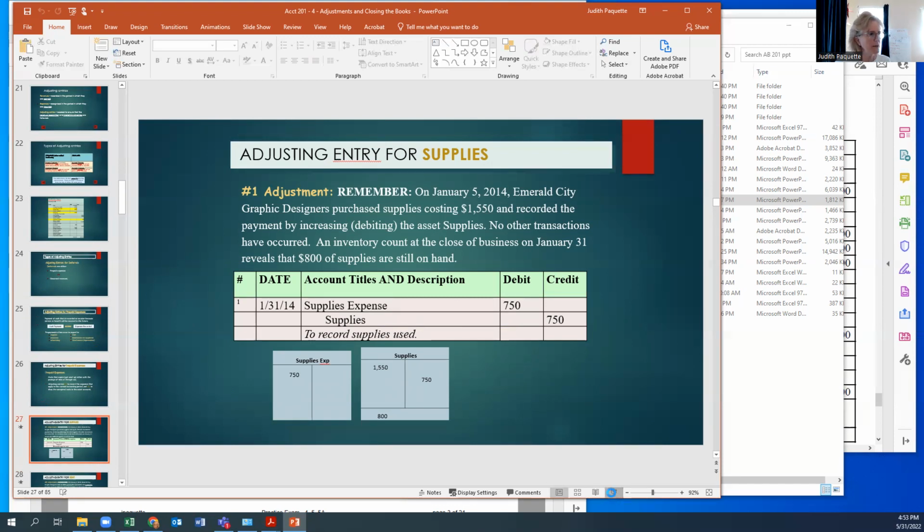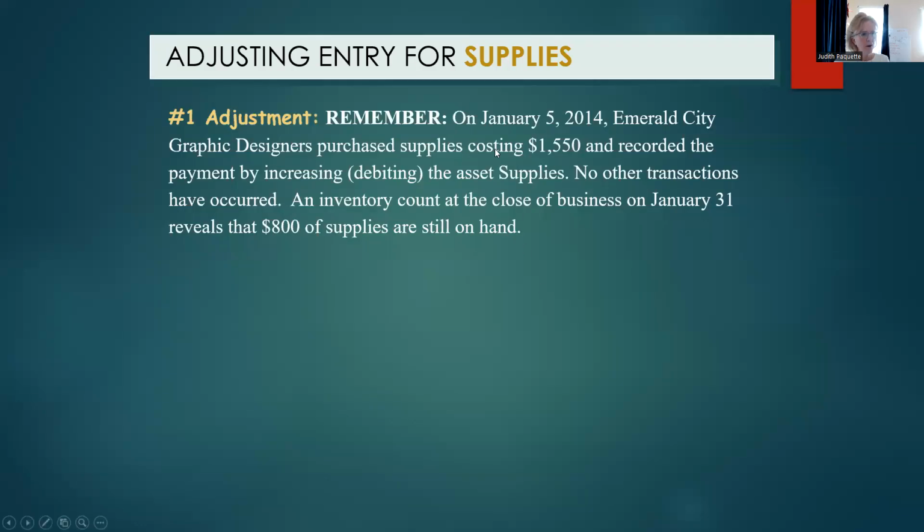So in this problem, you're given that the account has a balance, no other transactions, and then at the end of the month, how many supplies did you have left? Not what did you spend, because that's the calculation.